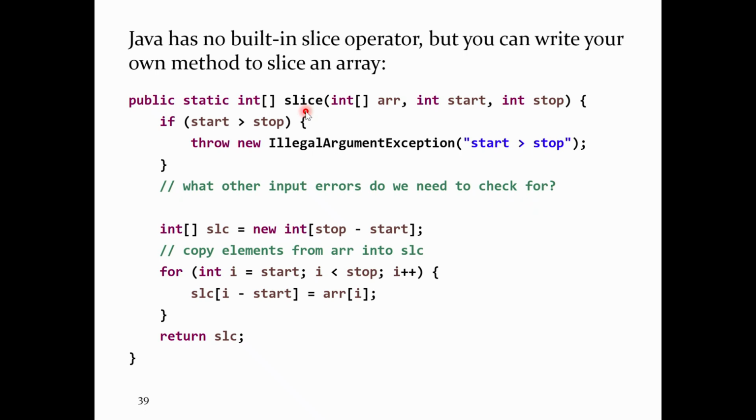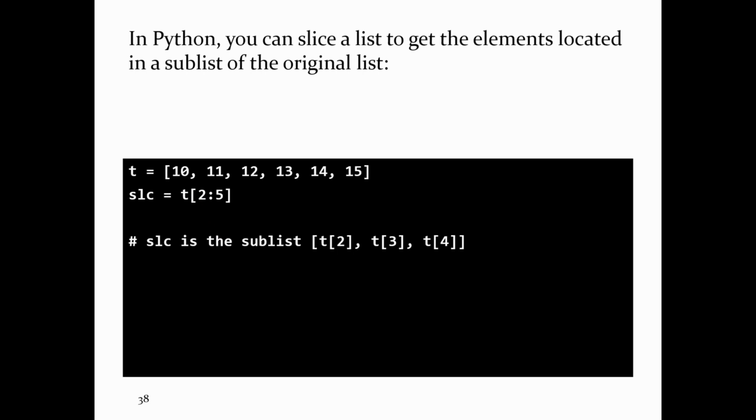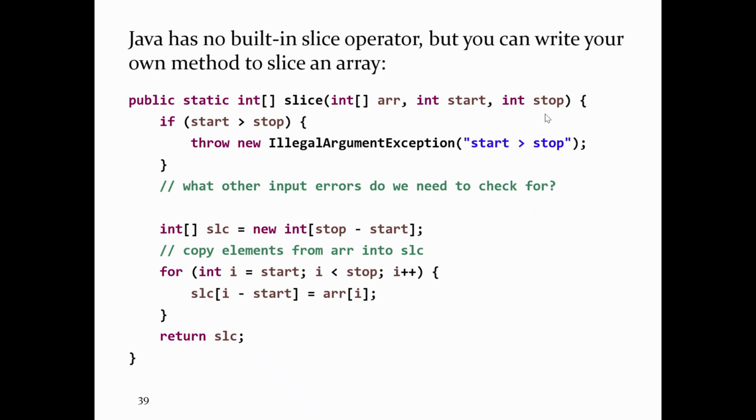So here, my method slice takes in an array to slice, the starting index, and the stopping index. So start in this example would be 2, stop is 5. The stopping index does not include the last element; the slice goes up to the stopping index minus 1. In Java, you want to make sure that the start index comes before the stop index, so you want to make sure that start is less than or equal to stop. If start is greater than stop, you want to throw an exception to indicate that there's an error.